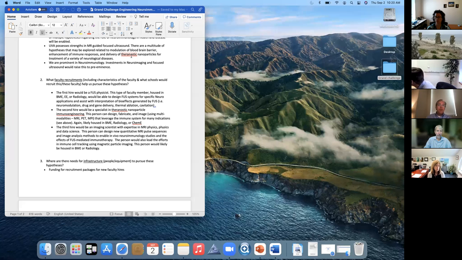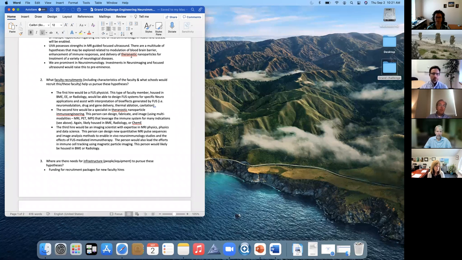And then the third suggested hire would be someone who is an imaging scientist who has expertise in MRI physics, as well as physics and data sciences. This would be someone who could help with the image acquisition side of things. While a focus ultrasound physicist is very important, equally as important is somebody who really has a focus upon ensuring that we are at the edge and really pushing the envelope when it comes to image acquisition around this important imaging guided technique.